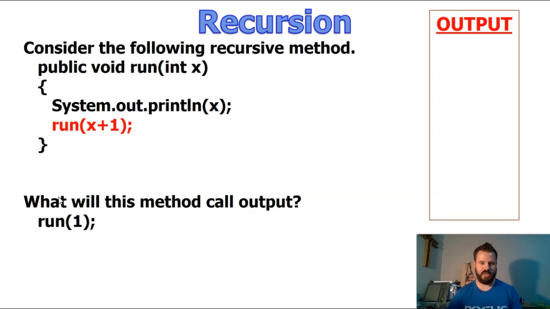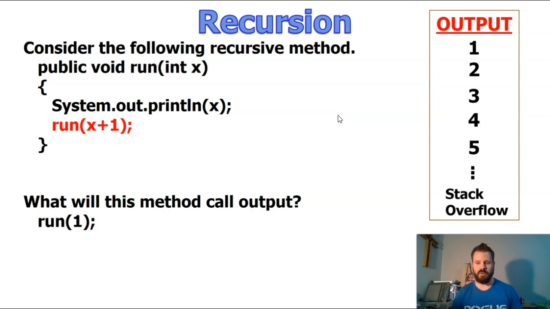Like I said, this is a bad recursive method because it's going to do something not so good. The question is, what will this method call output if I put in run 1? Well, my x is 1, so it prints 1, and then calls run again on 1 plus 1, as in 2, which will print 2. Then 2 plus 1 is 3, so it calls run on 3. It'll print the 3, call run on 4, print the 4, call run on 5, print the 5, continuing like that.